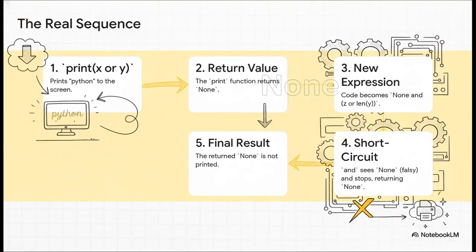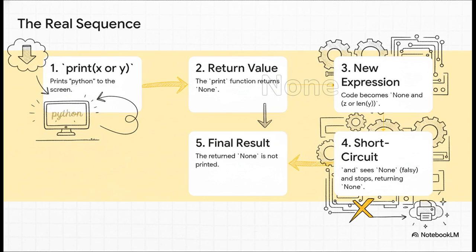Okay, here is the real sequence of events. First, that part inside the parentheses, print x or y, runs. We already know x or y gives us Python, so the print function does its job and displays Python on the screen. But then, and this is the key, the print function finishes its job and returns None. So now the entire line of code has effectively become None and z or len of y. The and operator sees that None at the beginning, which is falsy, and it immediately short circuits. The whole rest of the expression just gets ignored, and the final result is None. And since that final None value isn't inside a print statement, it just vanishes.